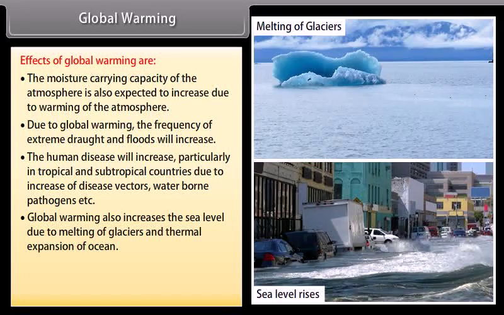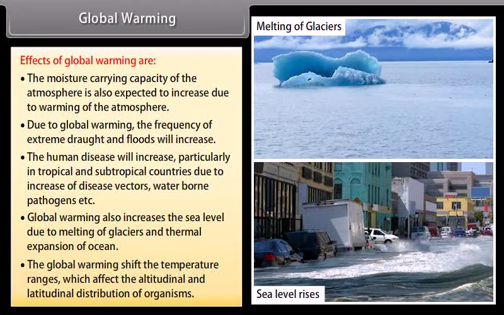Global warming also increases the sea level due to melting of glaciers and thermal expansion of the ocean. Global warming shifts the temperature ranges, which affects the altitudinal and latitudinal distribution of organisms.